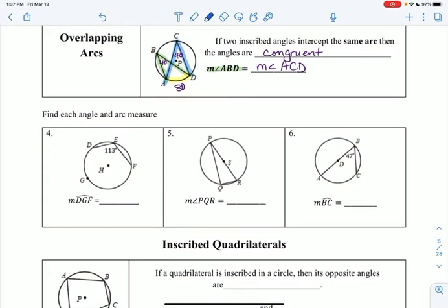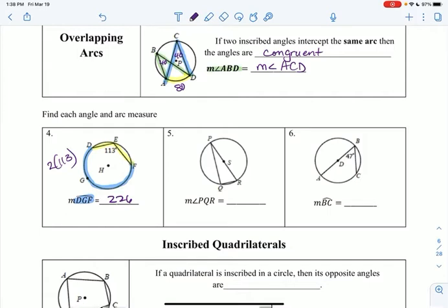So I want to find the first one. I want to find the measure of arc DGF. So that's this right here. Well, I'm going to highlight the angle. The angle DEF is an inscribed angle. If the angle is 113 degrees, the angle is half the arc, so the arc has to be twice that. So it's going to be 226. All I did was 2 times 113. The angle is half the arc, so the arc is twice the angle.